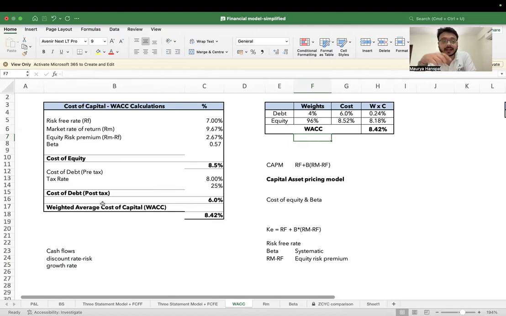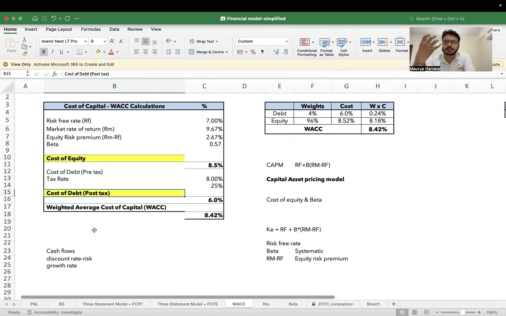It's a proxy for riskiness in my cash flows, how risky my cash flows are. It tends to take into account different factors, right? Your cost of capital is derived from two major costs. One is the cost of equity, and the second is the cost of debt. These two tend to give you the weighted average cost of capital. Without this, you cannot calculate the weighted average cost of capital.